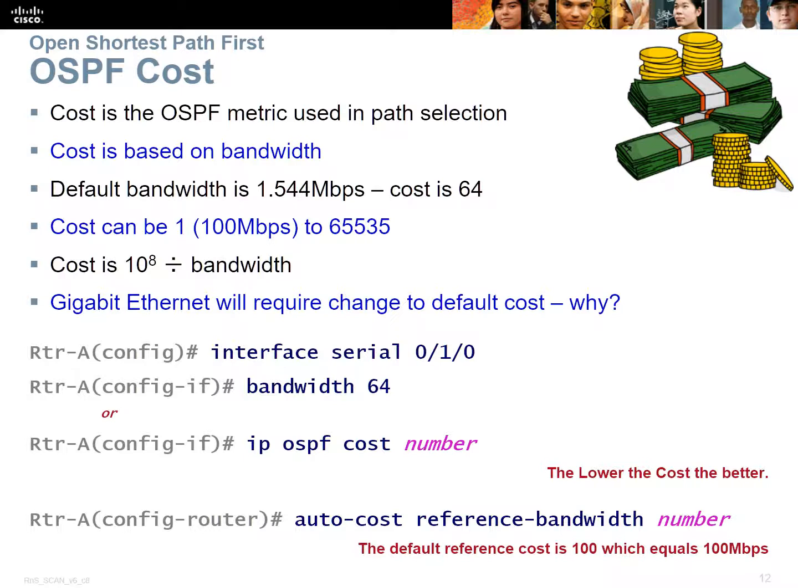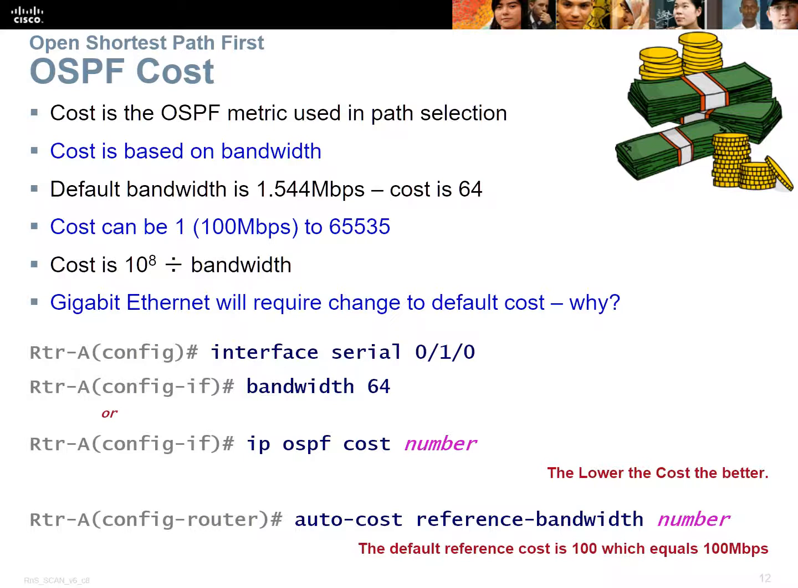So I strongly recommend you just write in your journals and put in every lab auto-cost reference-bandwidth, and if you just put 100, that's the default, 100 meg. So I would make that 10,000, and therefore that would be 10 gig. Or you can make it 100,000 if you want, depending on how granular and how future-proofing you're trying to make it.